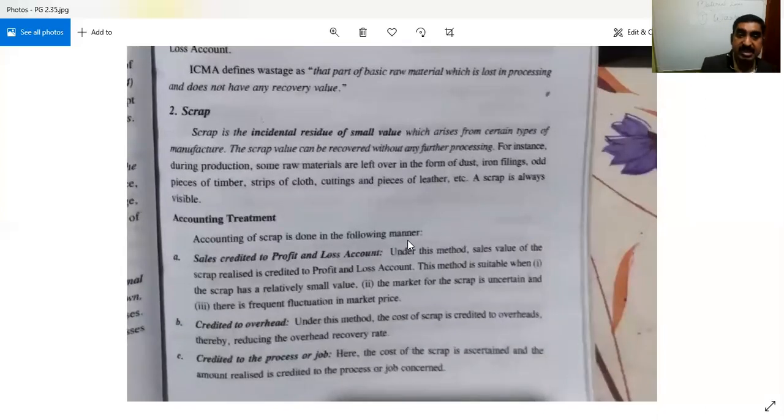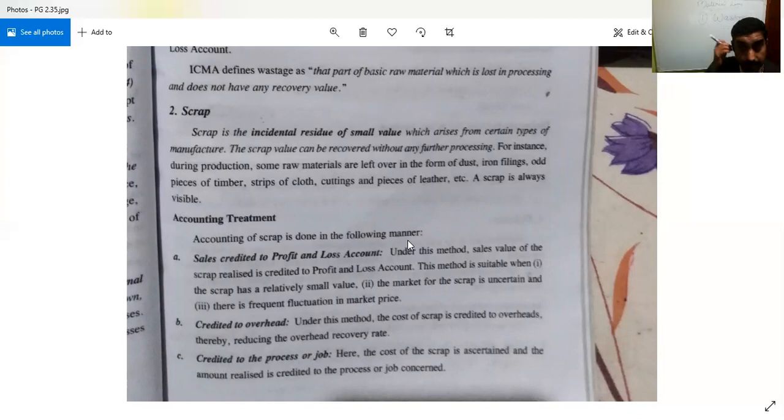Next is what is scrap. Scrap is the incidental residue of a small value. Incidental residue of a small value that arises from certain types of manufacture. The scrap value can be recovered without any further processing. For instance, during production, some raw materials are left over in the form of dust, iron filling, old piece of timber.